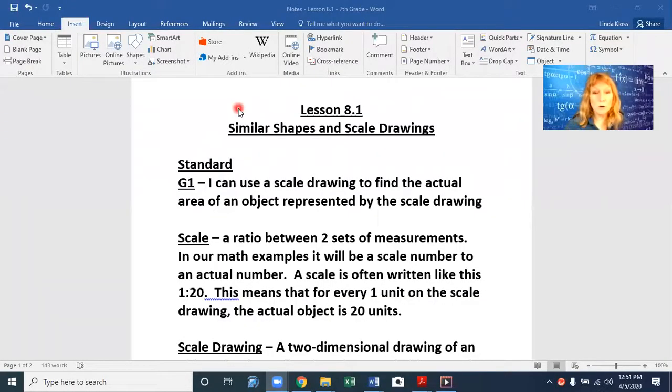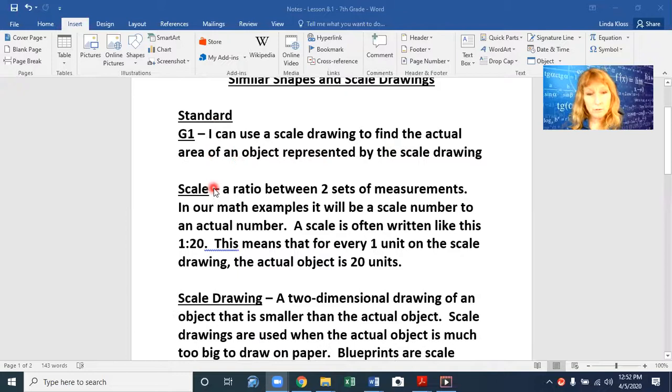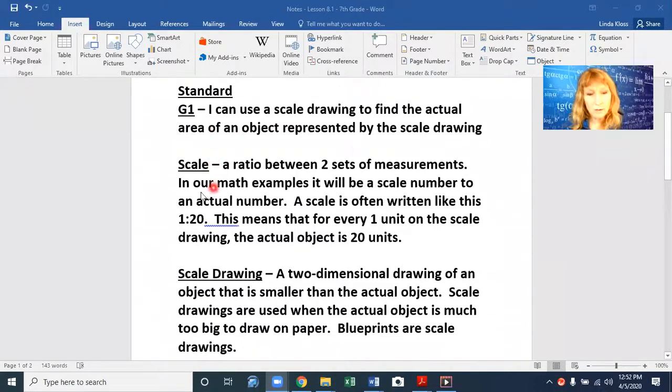Okay, lesson 8.1, similar shapes and scale drawings. Our standard that we're working from today, now we are in the geometry standards: I can use a scale drawing to find the actual area of an object represented by a scale drawing. So now we just need to do a little understanding of what a scale and a scale drawing is.